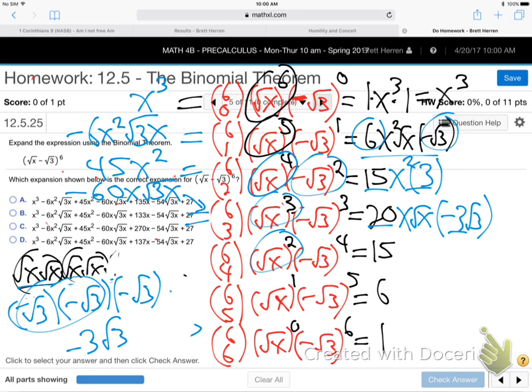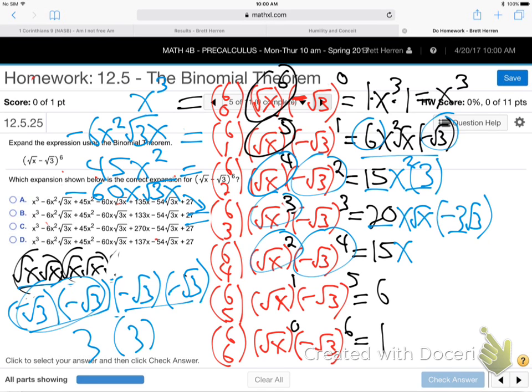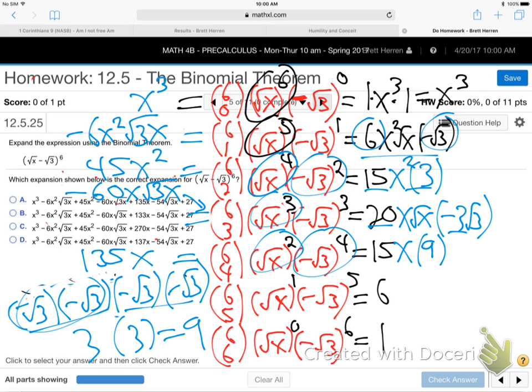And then the next one, root x squared is plain x. Root 3 to the 4th, now we have 4 negative root 3s. Well, first off, it's going to be positive because 4 negative signs is positive. 2 root 3s make a plain 3, another 2 root 3s make a plain 3. 3 times 3 is 9. Positive 9. So that's 9 times 15. What is 9 times 15? 90, 45, 135? Thank you. 135. So 135x. Plain old x. All right, we're almost there.